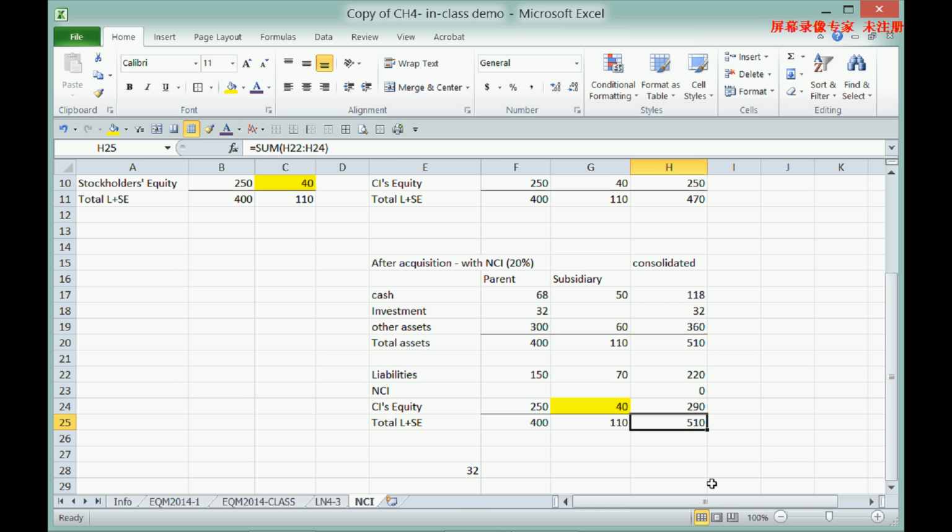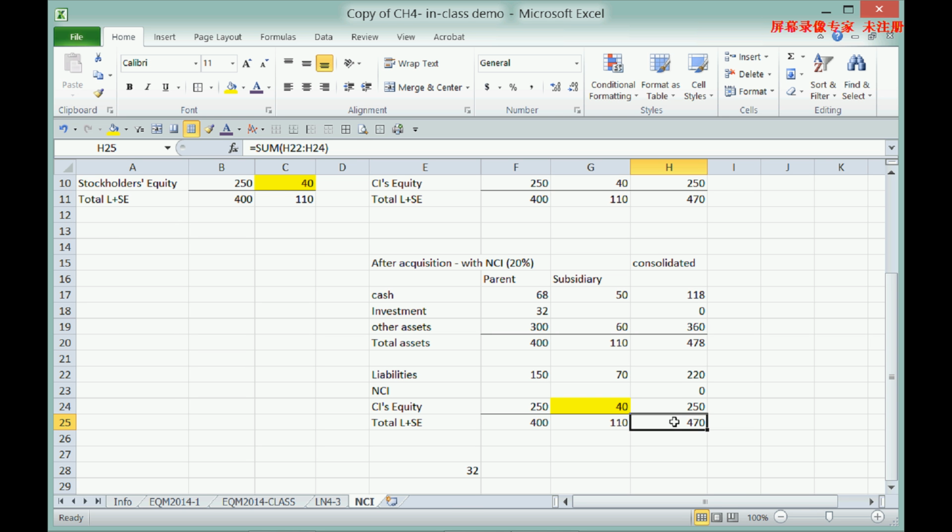But we still see a double counting here because the investment account is basically the stockholders' equity of the subsidiary, or the net asset of the subsidiary. So we need to cancel these two out, right? Remember, the consolidated stockholders' equity is only the parent's. So we have to cancel these two things out. If I cancel 32 here, and then cancel out the 40 here, it equals this. Now you can see my total assets do not equal my liabilities plus stockholders' equity.